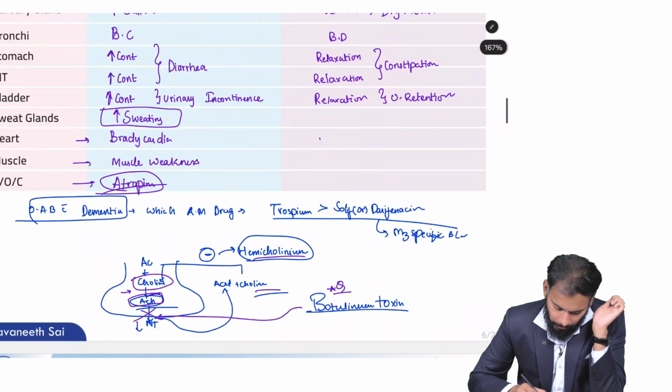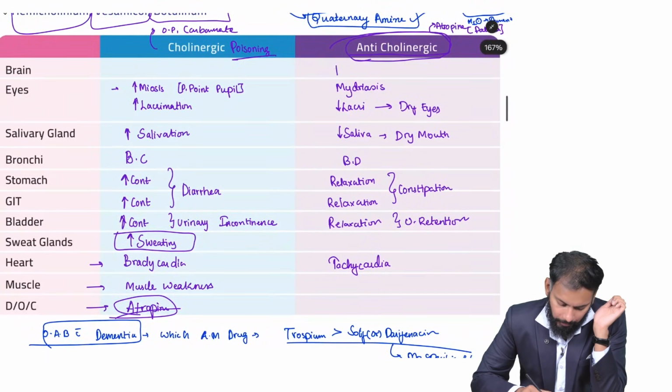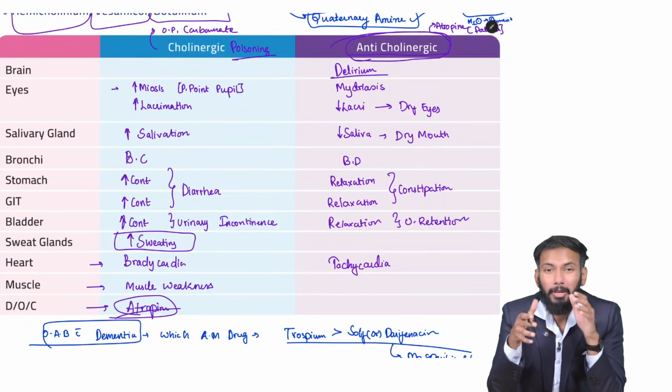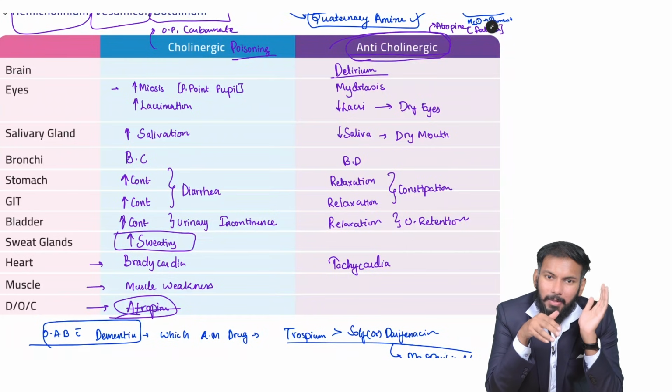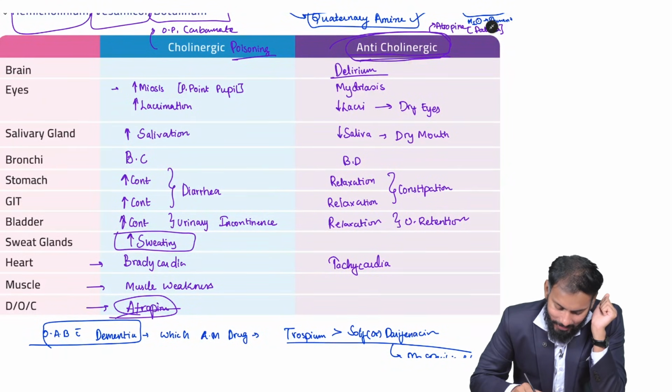Now, what about the heart? It will cause tachycardia. Now, what about the brain? In the brain, it will cause delirium. So that is when you understand, when you give atropine in a higher dose, it will cause delirium, and it will cause all these symptoms. How do you treat it? This is the important question. See, this is anti-cholinergic poisoning.